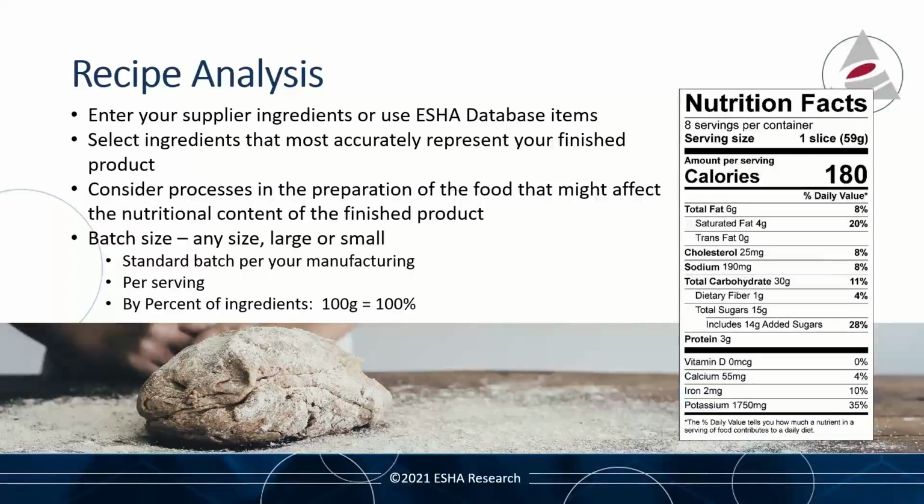To enter by percent, for example, you would use 100 grams to represent 100%. So you could enter your ingredients in grams corresponding to the percent of the formula. And then your total batch size should equal 100 grams or 100% when you've entered all of the ingredients.